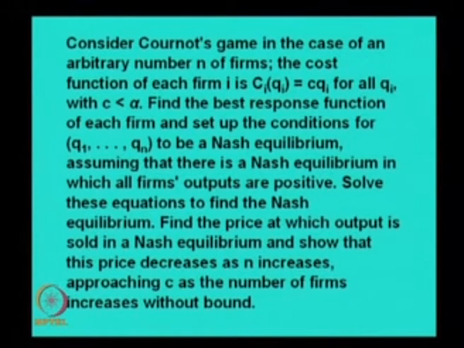The cost function of each firm i is Ci(qi) equal to c·qi for all qi, where c is less than alpha. Find the best response function of each firm and set up the conditions for q1, q2, ..., qn to be a Nash equilibrium, assuming that there is a Nash equilibrium in which all firms' outputs are positive. Solve these equations to find the Nash equilibrium, find the price at which output is sold in a Nash equilibrium, and show that this price decreases as n increases, approaching c as the number of firms increases without bound.